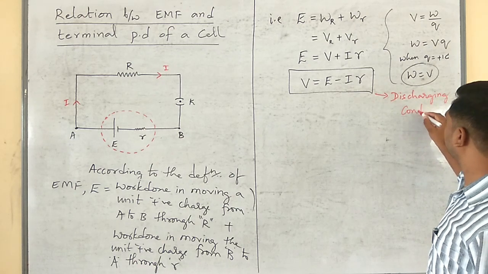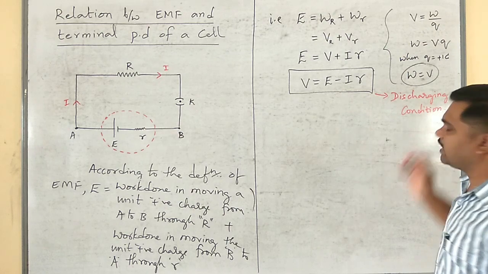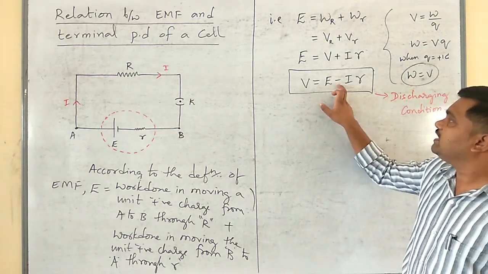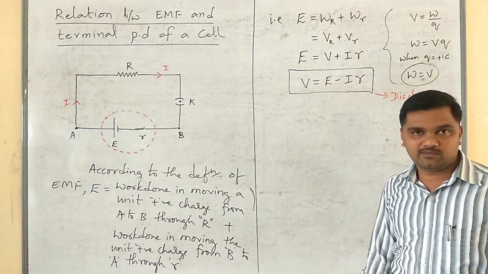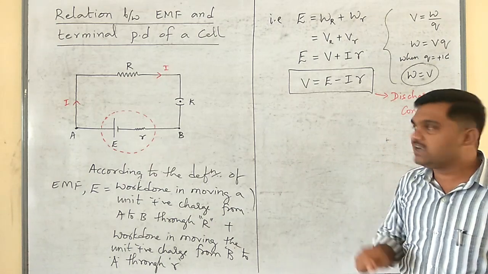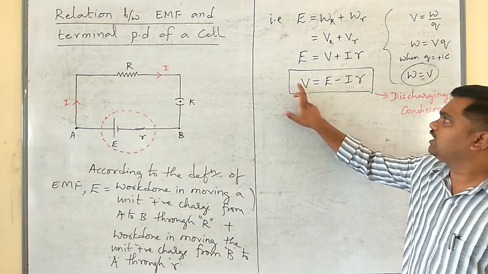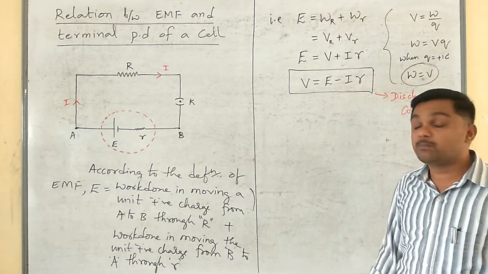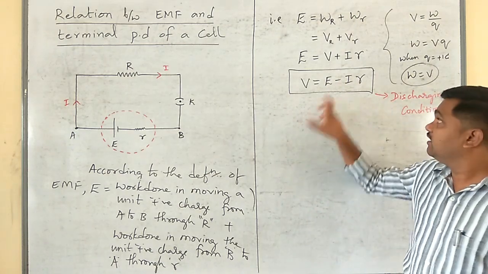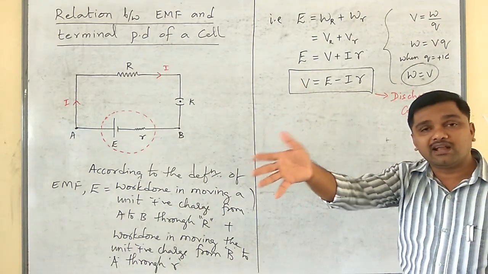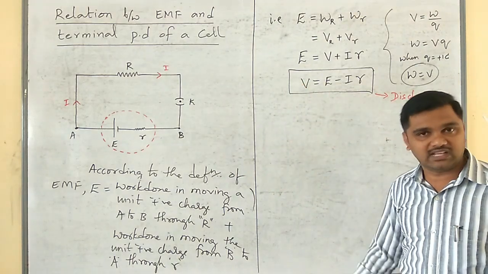Discharging condition. Okay, what happens in case of charging condition? It is simply V is equal to E plus IR. For discharging, V is equal to E minus IR. Now the terminal potential difference is less than the EMF of the cell, but during charging, when it becomes plus, the terminal potential difference will be greater than the EMF of the cell.